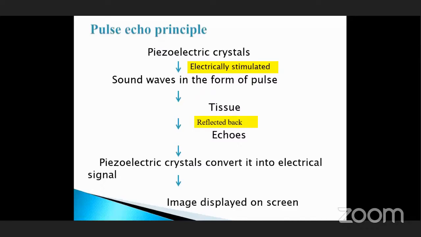There are piezoelectric crystals which get stimulated when electricity is passed through them. When they get stimulated, they emit sound waves in the form of a pulse. When these sound waves interact with the tissues, some are absorbed, some are reflected, and some are refracted. The sound waves which are absorbed are used for therapeutic purposes. The sound waves which are reflected back to the transducer in the form of echoes again stimulate the piezoelectric crystals, which give a current, and that electrical energy is converted into the image which is displayed on the screen.